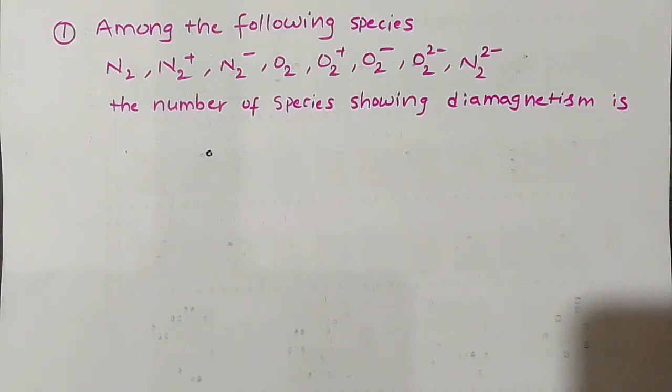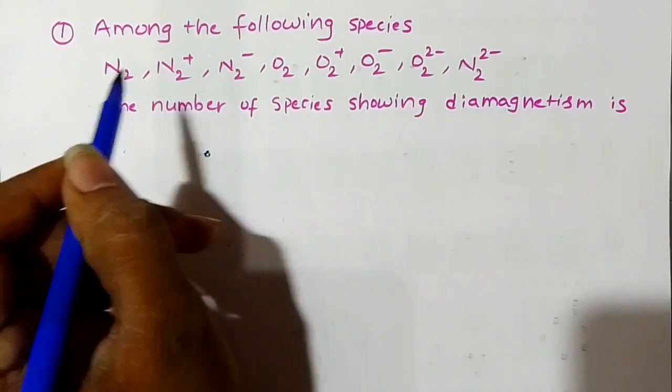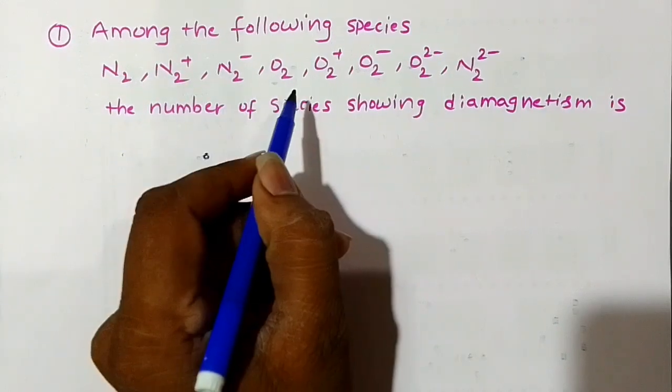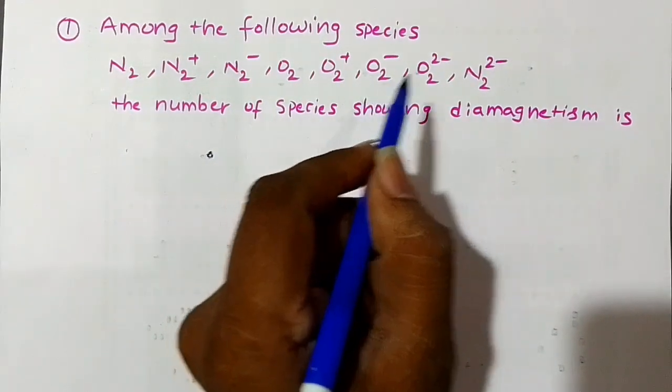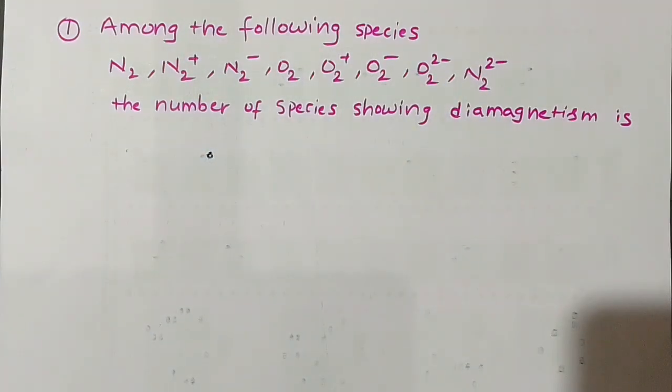Today we solve some questions based on bond order for magnetic and diamagnetic species. The first question is: among the following species, N2+, N2-, O2+, O2-, O2 2-, N2 2-, the number of species showing diamagnetism is.